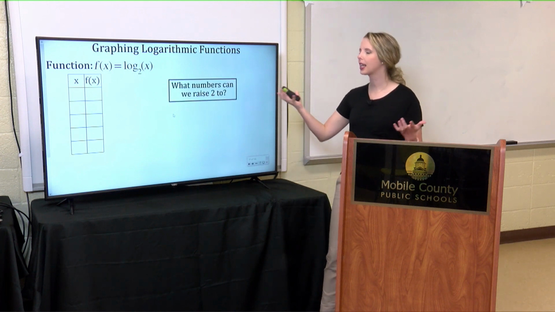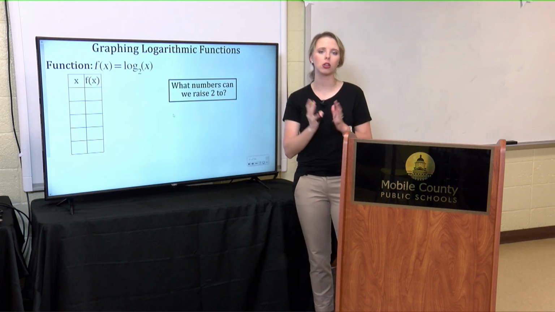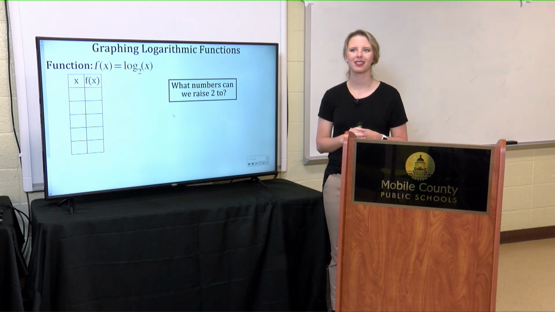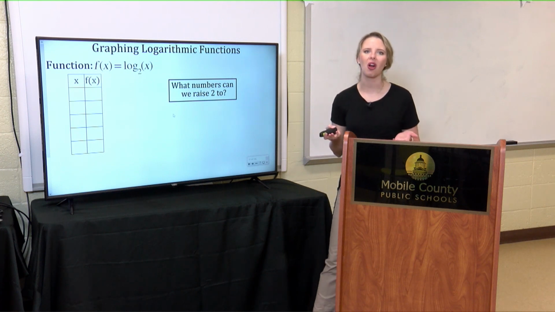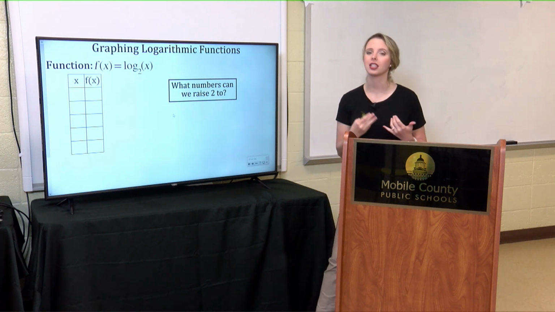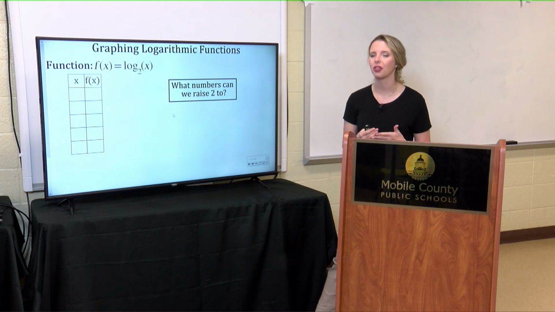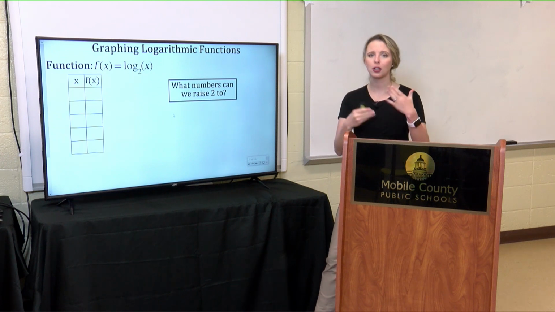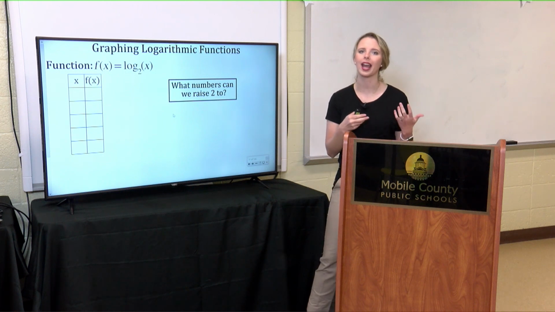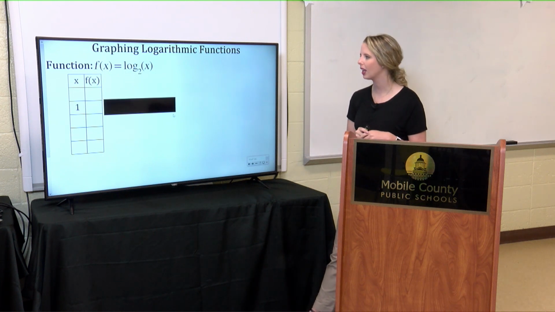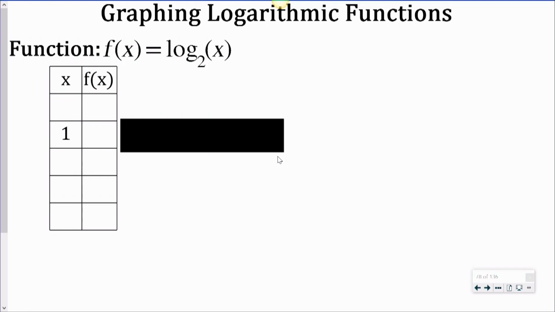So what numbers can we raise 2 to? Any number, right? But do we want to raise 2 to 25? No, that's going to be very large. But we could raise 2 to 0, 1, 2, 3, and that's going to produce a variety of answers, which will help guide us with what x's we choose. So the first x we're going to choose is 1.